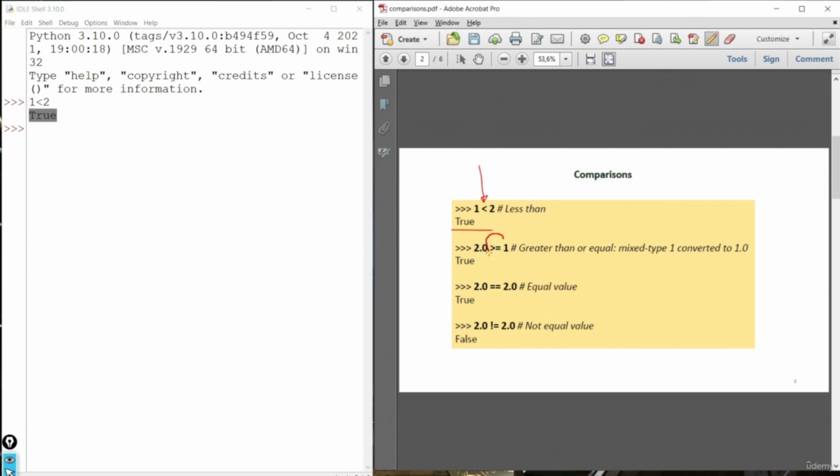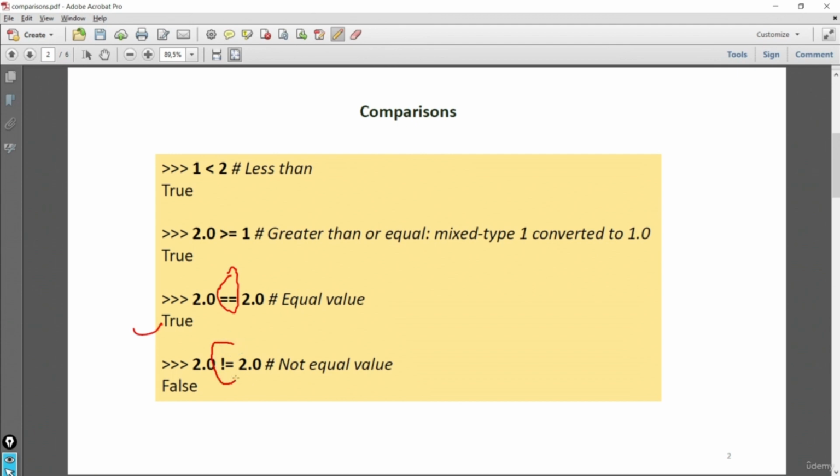2.0 greater than or equal to. This is true also. The result is true. As you see, we are using here floating point type number. Here we are using integers. So mixed types can be used with comparison operators. This is equality check. 2.0 equals 2.0. It is true. This is not equal to operator. So 2.0 not equal to 2.0.